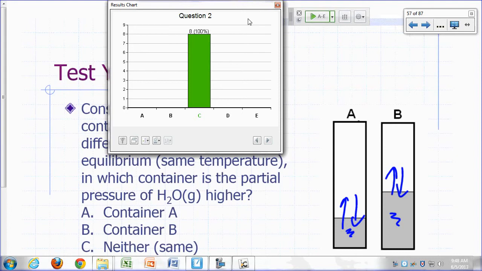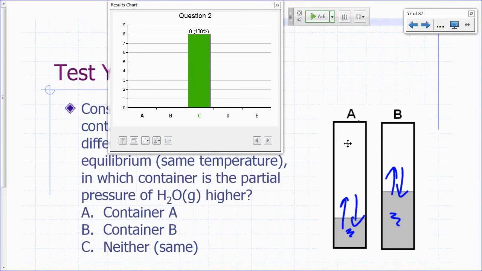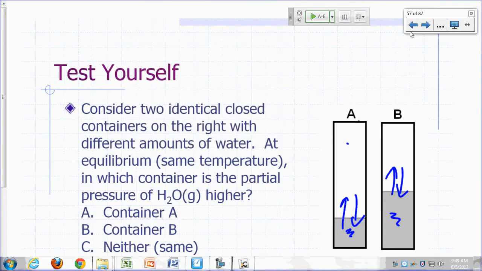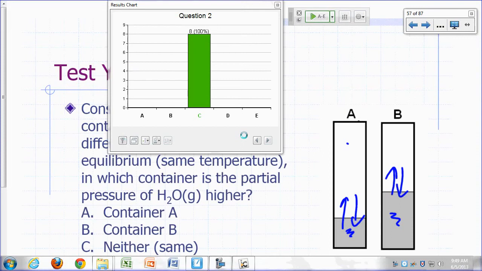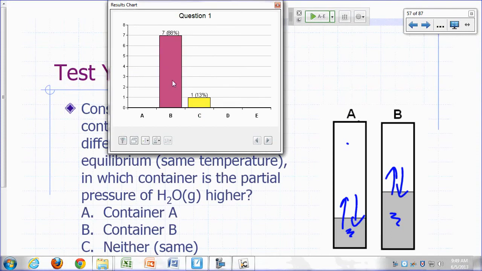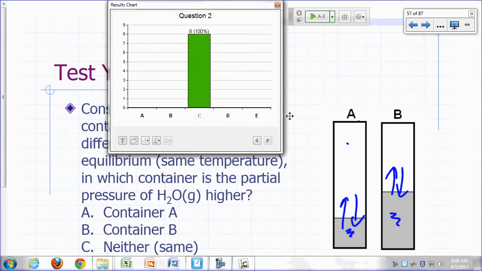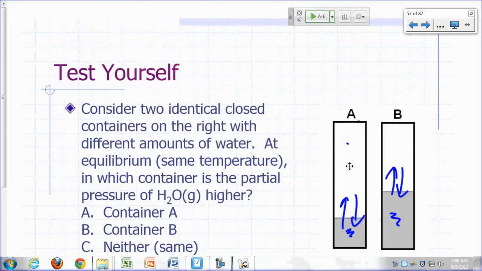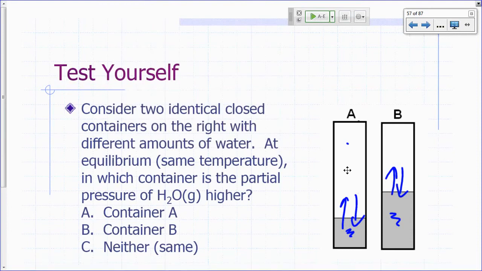So for as long as you have gas and liquid at equilibrium at the same temperature, the vapor pressure will be the same. So how can the vapor pressure be the same here if we have different volumes? That simply means you get more molecules. The correct answer for this was C. That simply means that in container A, you have more molecules of water in the vapor than in container B.